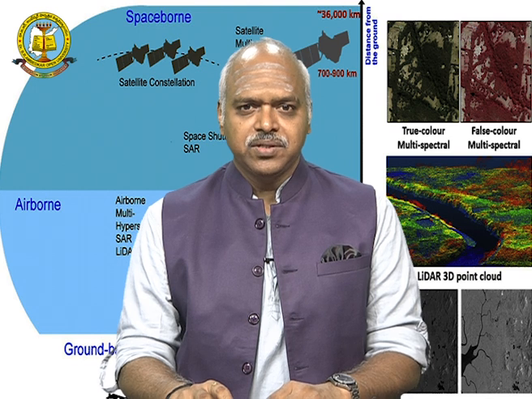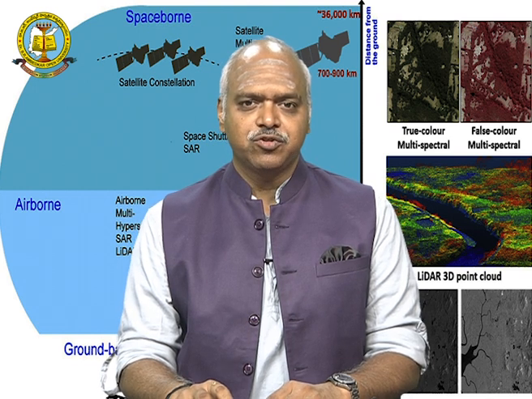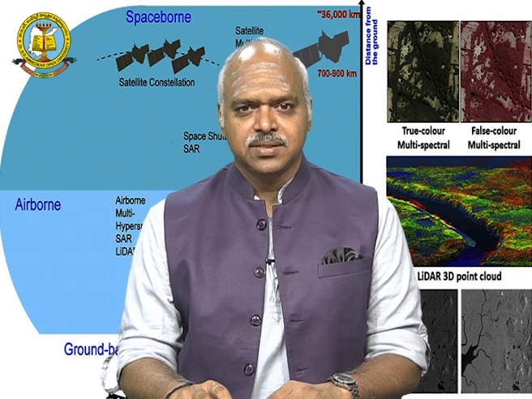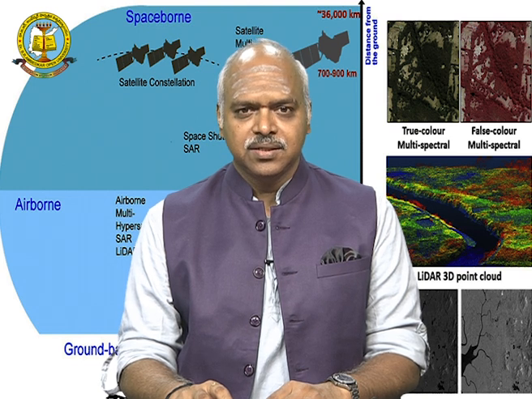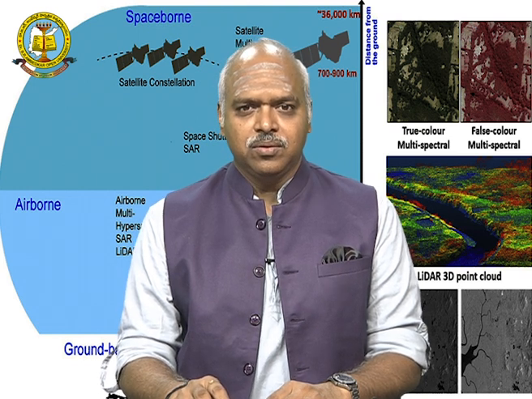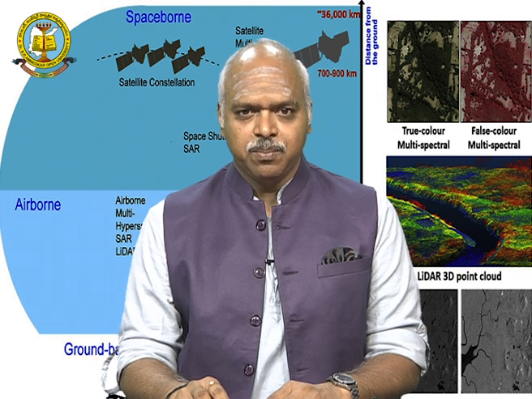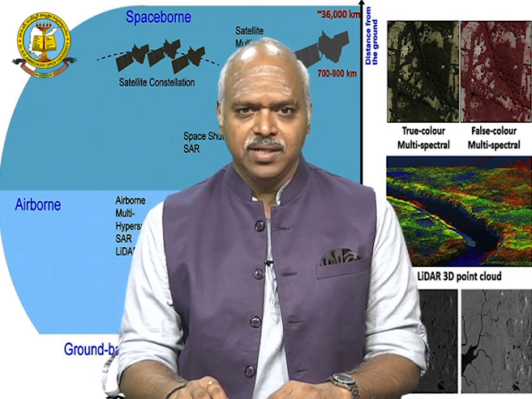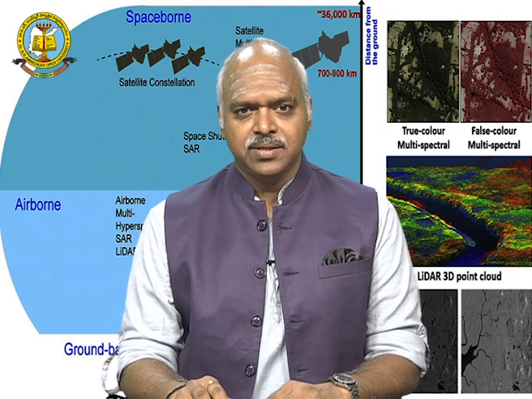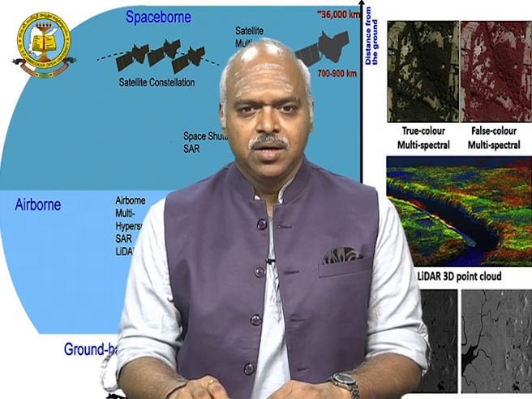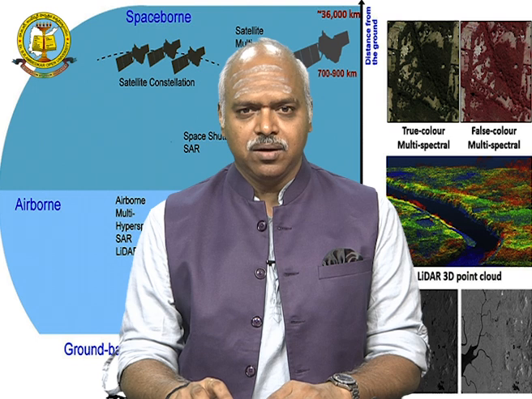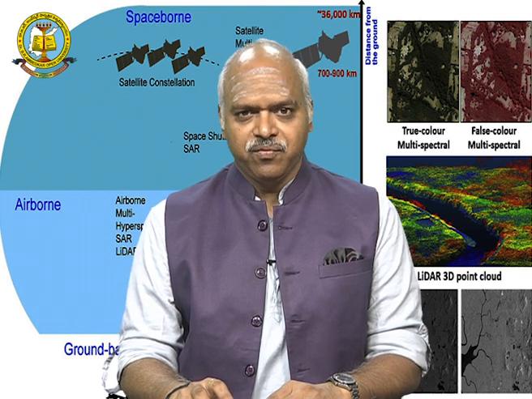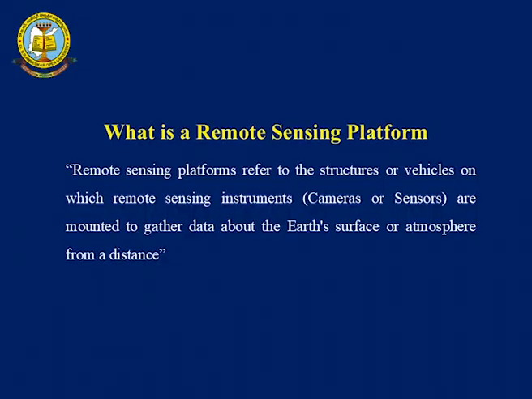This information is gathered by specialized instruments like cameras and sensors. If it is an aeroplane, we have cameras, and with a satellite, we have sensors. These cameras and sensors are placed in special kinds of vehicles, and those vehicles we define as remote sensing platforms. So, we define remote sensing platforms as the vehicles that carry on board different types of instruments that capture information from a distance of the earth's surface.